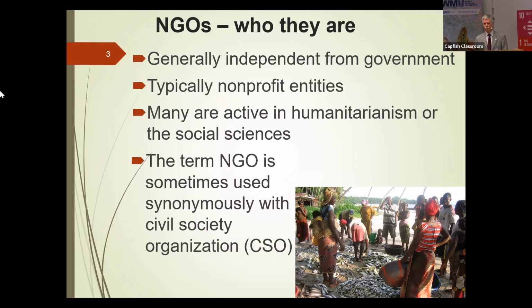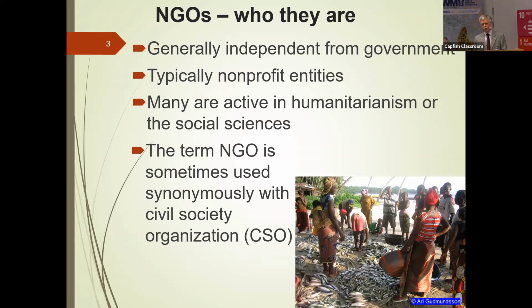Just to give you an example, members of a civil society organization that are not members of an NGO are typically academia. In FAO terminology, for example, the term NGO is included in the term CSO, so it's wider.